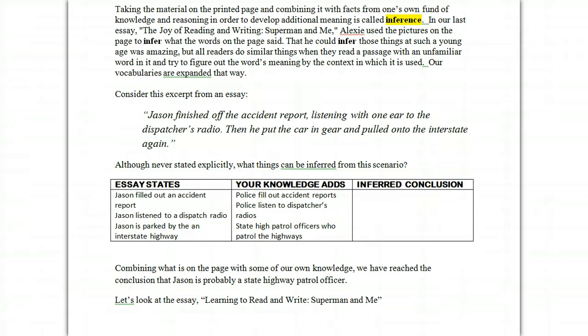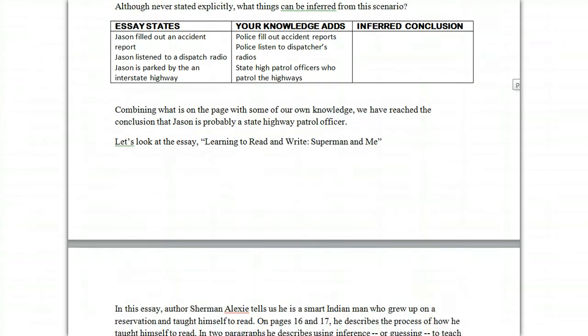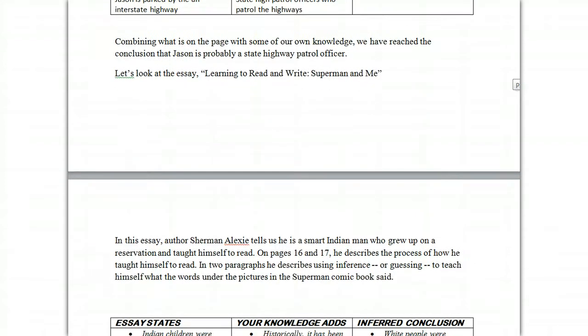And in this case, because we know from the essay the things that are said, and we add from our own general fund of knowledge the things we know about people who fill out accident reports and listen to dispatchers' radios and patrol interstate highways, in all probability, we've reached the conclusion that Jason is probably a state highway patrol officer. That's using inference to read in between the lines, or to put the author's writing together with your own knowledge and reach a different conclusion or an additional conclusion about the essay.